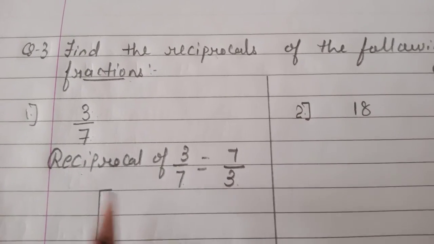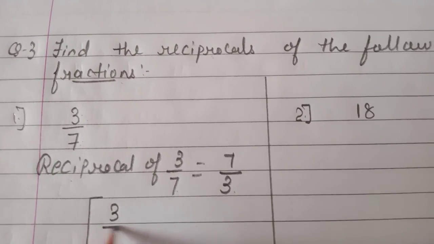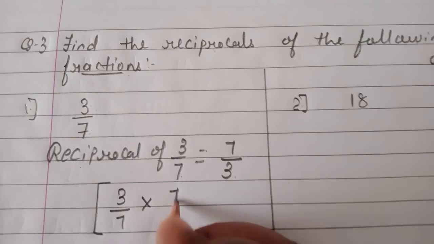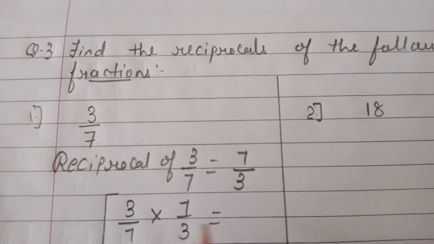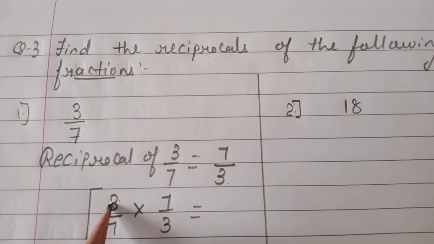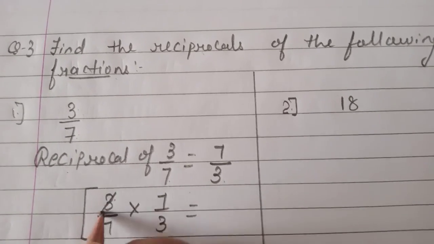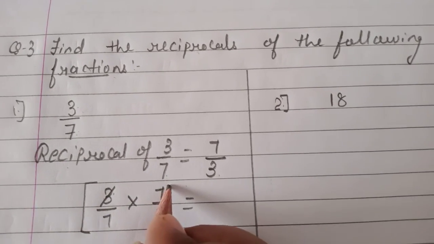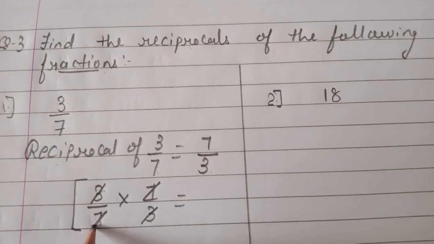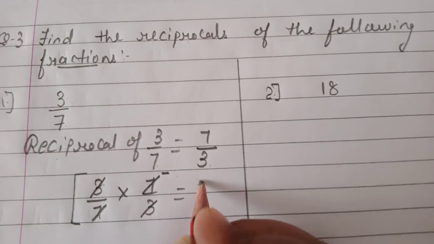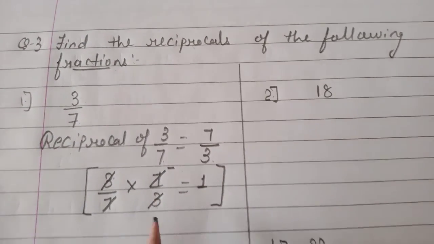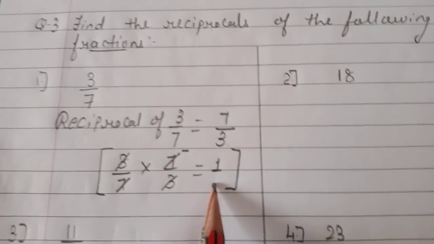And when we multiply we want 1. So 3 upon 7 multiply 7 upon 3. So what will we get? See, numerator is 3 and denominator is 3, both will cancel, and in the same way numerator is 7 and denominator is 7, so both will cancel. So what will we write here? 1. So we get answer 1.